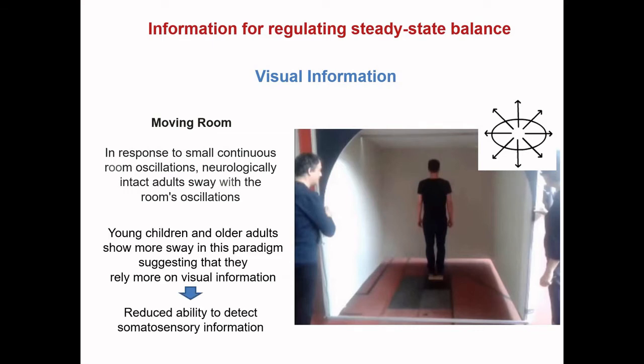If we have either a young child or an older adult standing in this room, we will notice that they end up swaying a lot more than the neurologically intact adults that we were talking about a second ago. This has been interpreted to suggest that both young children and older adults rely more on visual information in the control of their balance. In young children, the moving room has such a powerful effect that it can often cause a fall. One interpretation of these findings has been that both young children and older adults have a reduced ability to detect somatosensory information.